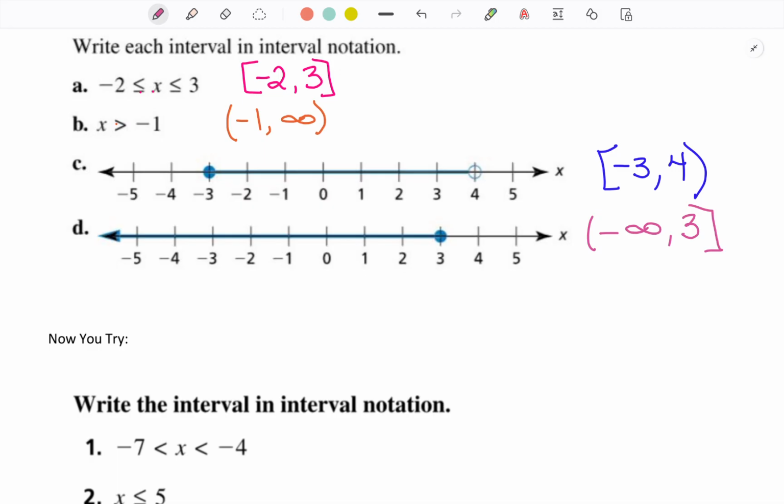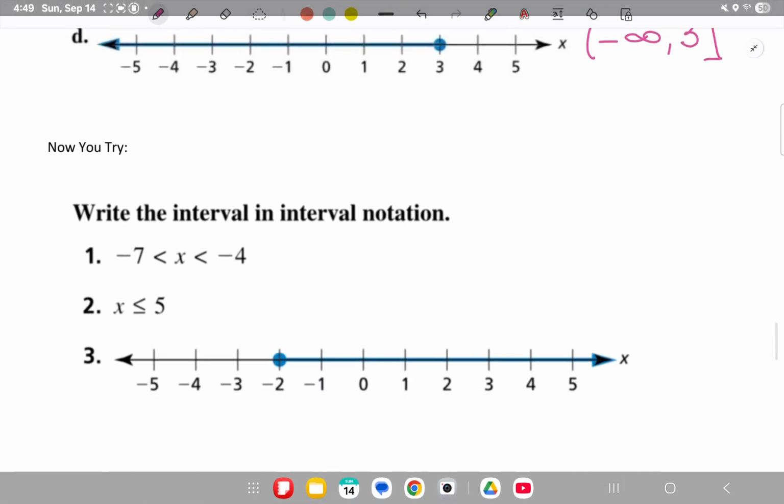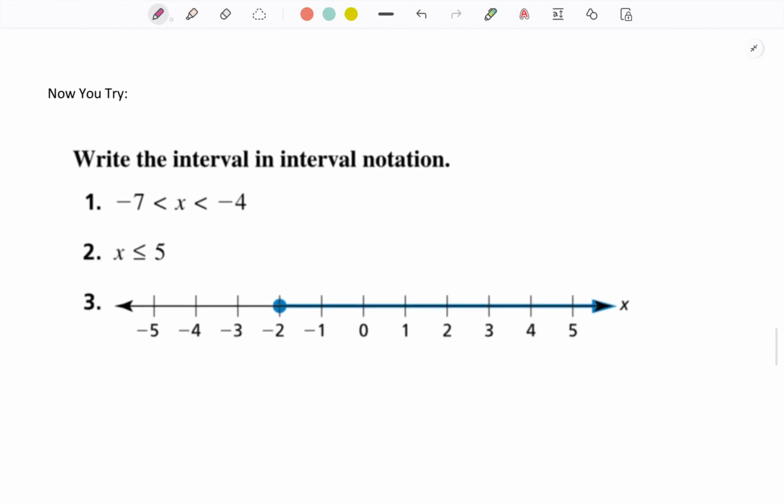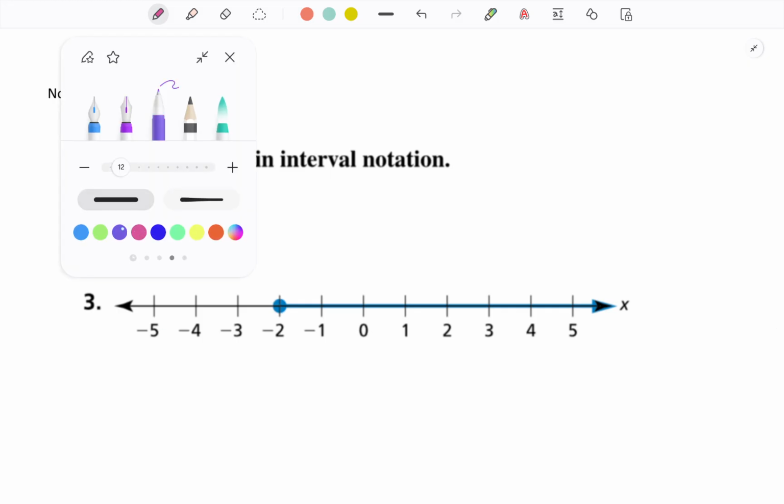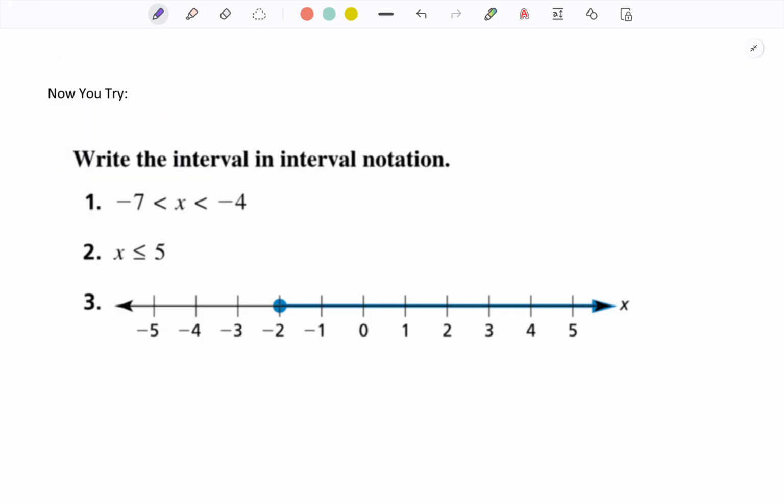a bracket. All right, so now I want you to go ahead and pause the video and give 1 through 3 right here a try. And then hit play when you're finished to check your answers.